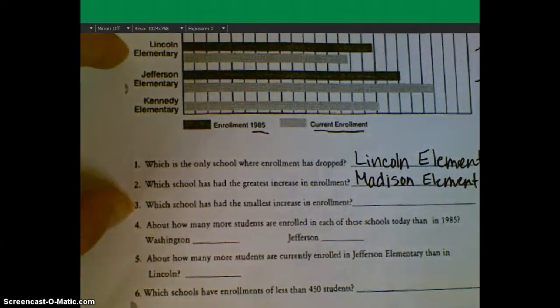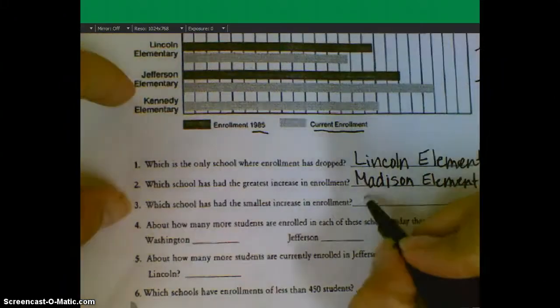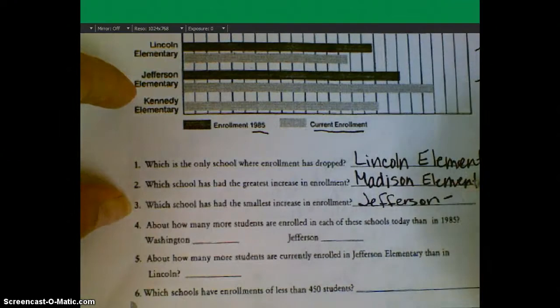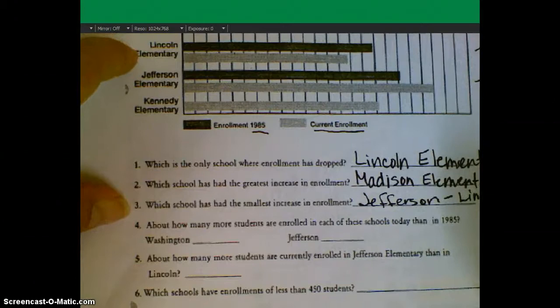Tricky, because smallest increase seems like it would be Lincoln because it actually went down. It didn't increase at all, but it does say increase, so then we kind of go back and forth. I think this one is a tricky question, and the obvious answer would be Lincoln, because it dropped. However, it did say increase, so of the two, which one increased the least? I guess that one would be Jefferson. But I'm going to put a note on there that Lincoln dropped, because I think that's kind of a goofy question on here.